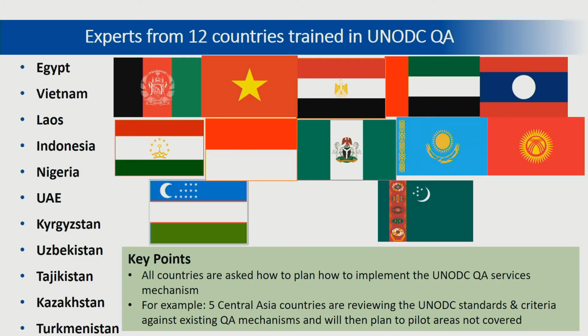We've then trained experts from 12 countries. These are the flags. All the countries that we work with are asked to look at and plan for how to implement the QA services, hence implementing ISTDUD. An example of this is the Central Asia countries, the STANs, who are now looking at the standards and the toolkit, comparing that with their extensive existing quality assurance mechanisms, identifying the gaps, and then they're going to bring that and plan to implement in line with that.